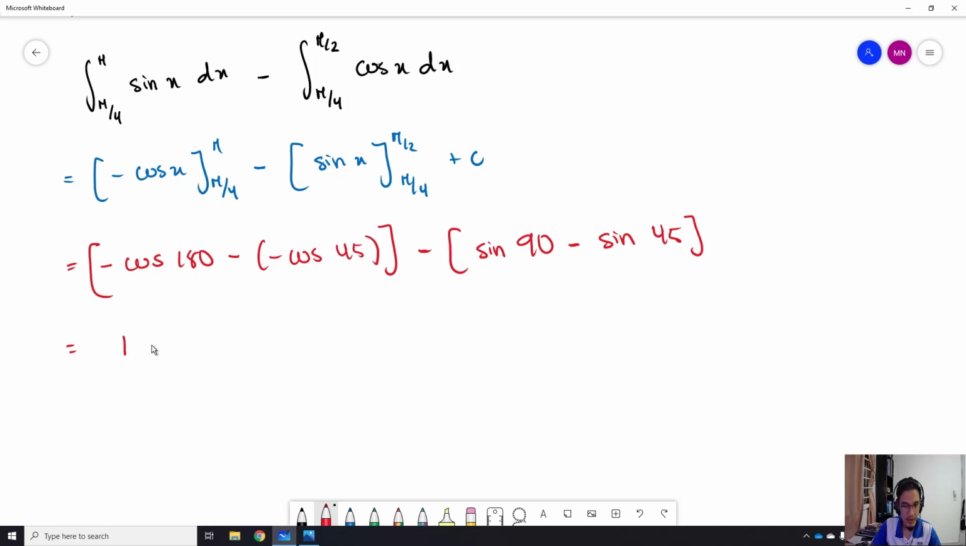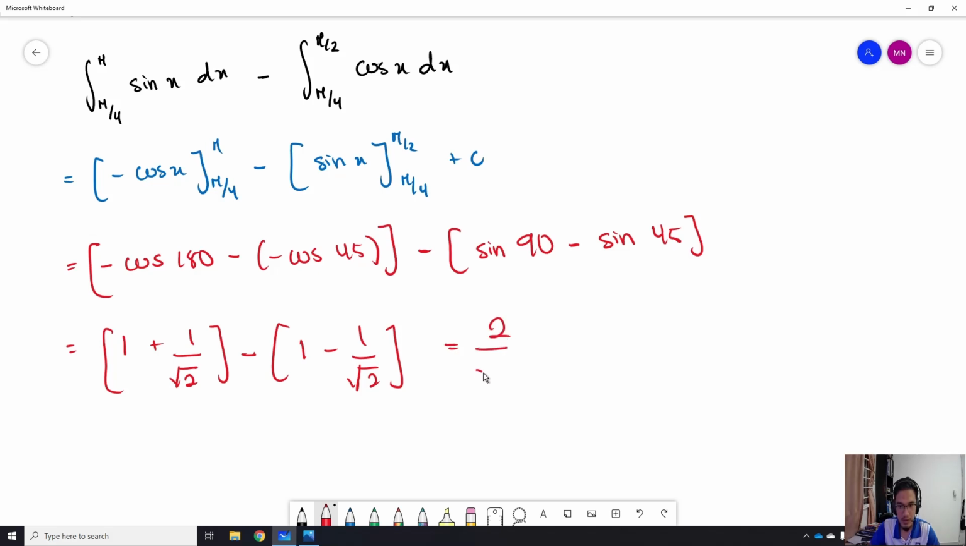So for this one, it gives us 1 plus 1 over square root of 2, where 1 over square root of 2 is equal to the negative cosine 45. So minus 1 minus 1 over square root of 2, where 1 over square root of 2 is equal to sine 45. So our answer will be 2 over square root of 2, which is equal to square root of 2 unit square.